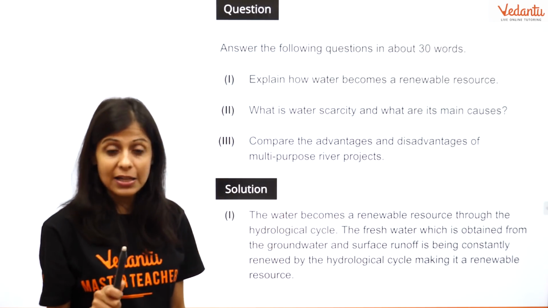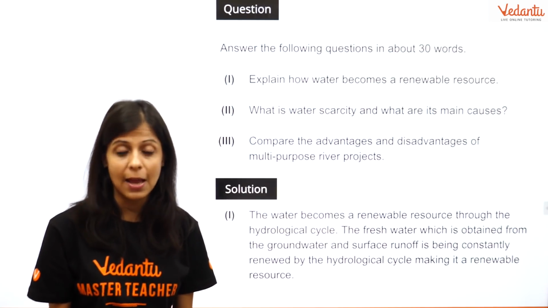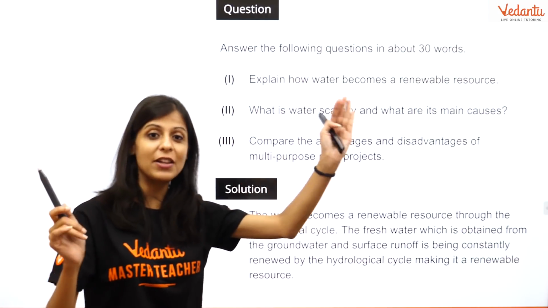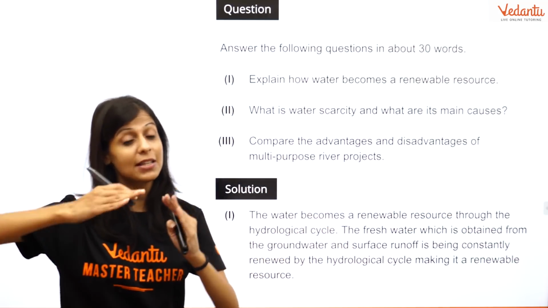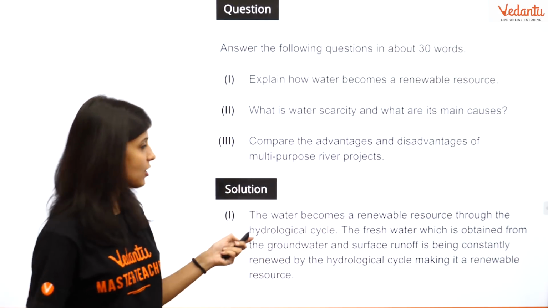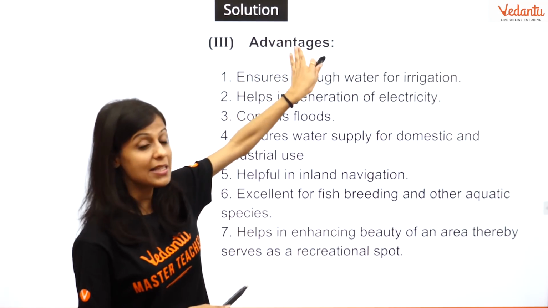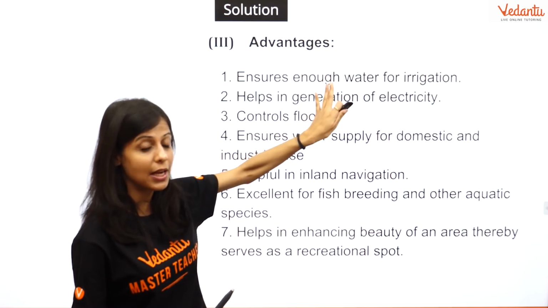Don't mug up facts, try to understand them. Before you attempt, segregate the points that are associated with advantages and segregate the points that are associated with disadvantages. So let's look. When I talk about advantages, that means I'm going to talk exclusively about the advantages.